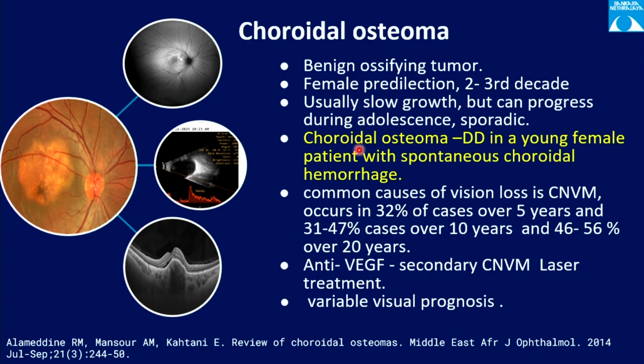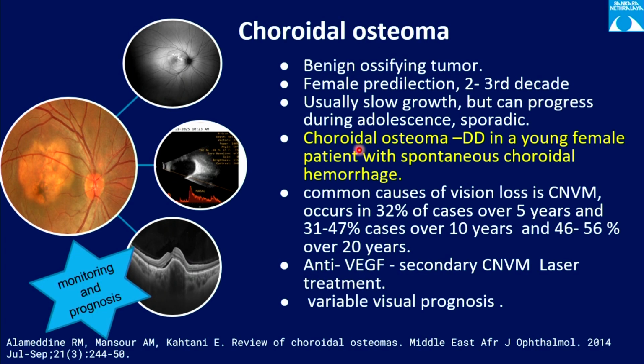It is usually confirmed by multimodal imaging like ultrasound, OCT, fundus images and autofluorescence, which we have seen. The pseudo-optic nerve sign is an important sign to remember. If CNVM does occur in such patients, it occurs in around 32% of the cases over 5 years, and it gradually progresses over the years. If you see CNVM, the treatment is anti-VEGF, and there is a variable visual prognosis. OCT is mostly for monitoring and for prognosis of this disease.